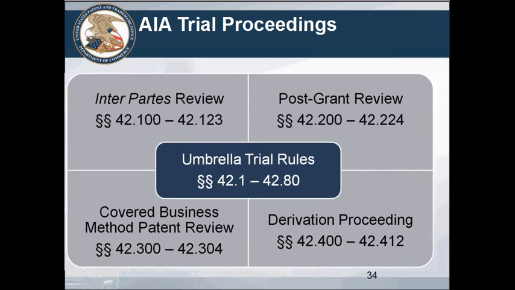So all 4: the inter partes proceedings, which I today will be referring to as IPR, the post-grant review, which today I will shorten to PGR, the covered business method review, which today I'll shorten to CBM, and then the derivation proceedings. Now, I want to point out that the derivation proceeding final rules have not yet published. So really this slide should say proposed 400 through 412.